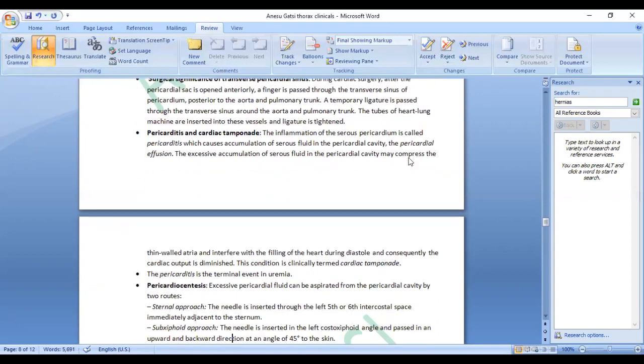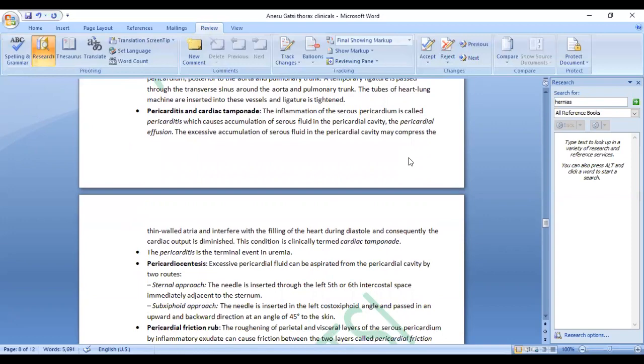Then you have a condition that is known as pericarditis. So pericarditis is just inflammation of the serous pericardium. So this will cause accumulation of serous fluid in the pericardial cavity. You're also going to have exudate, same as in pleuritis. So the excessive accumulation of serous fluid in the pericardial cavity may compress thin-walled atria and interfere with the filling of the heart during diastole. So consequently, you may diminish the cardiac output, and ultimately the condition is what is known as cardiac tamponade.